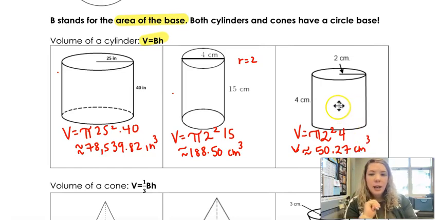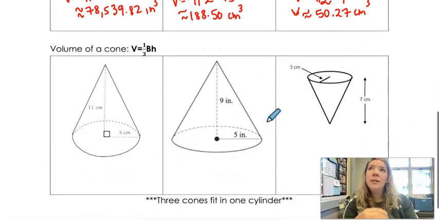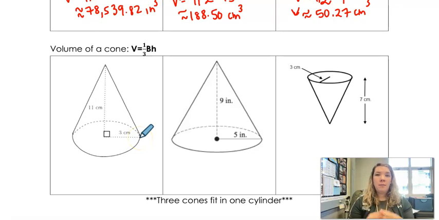Second shape are cones. Cones are almost the exact same process, but we're multiplying by 1/3 at the beginning, because if you had a cylinder and a cone that were the same dimensions, the same radius and height, you would be able to put 3 cones inside of 1 cylinder.